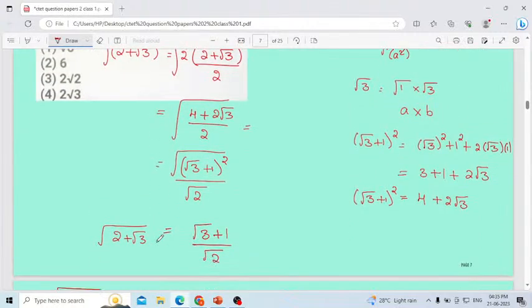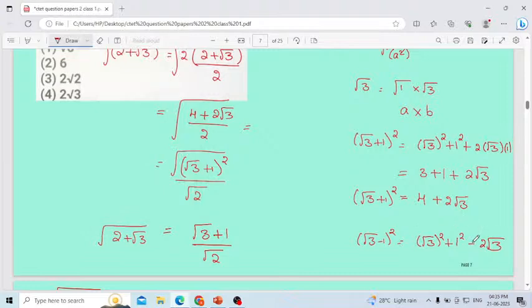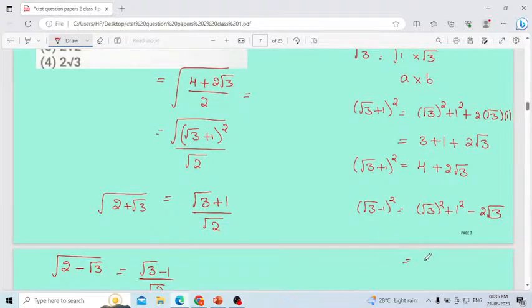Otherwise, to verify, follow the method and you will get the same value. I will write here root 3 minus 1 whole square. How much will you get? Root 3 whole square plus 1 square minus 2 root 3. When you are learning, learn everything in detail. In the exam, no need to write all the steps; easily you can do the problem. I am explaining everything here, that's why. Then here it will be 3 plus 1 minus 2 root 3, then 4 minus 2 root 3.